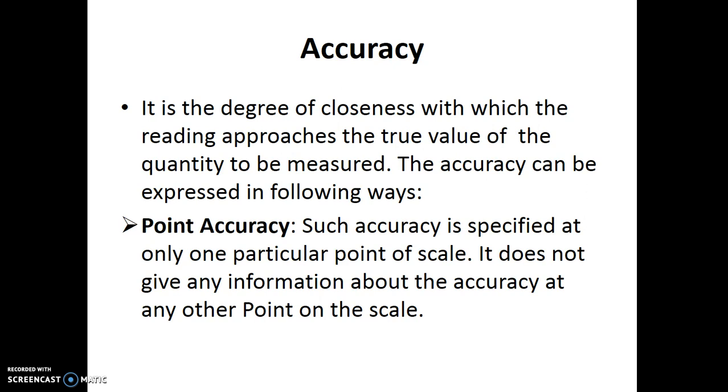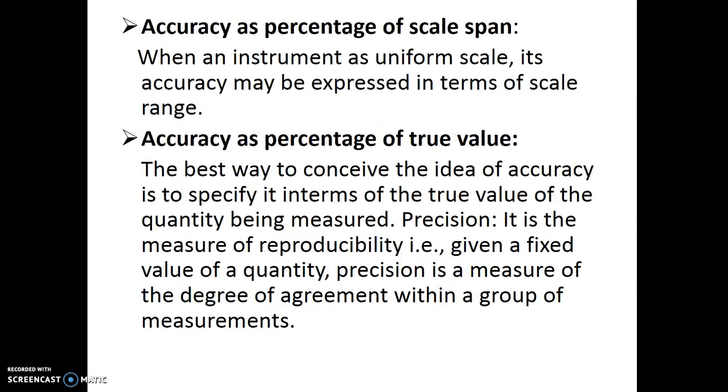Accuracy is the degree of closeness with which the reading approaches the true value of the quantity to be measured. The accuracy can be expressed in following ways. There are 4 different ways of representing the accuracy. First one is point accuracy. Such accuracy is specified at only one particular point of scale. It does not give any information about the accuracy at any other point on the scale.